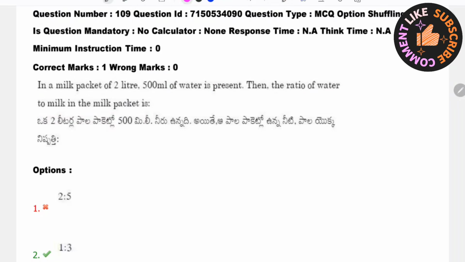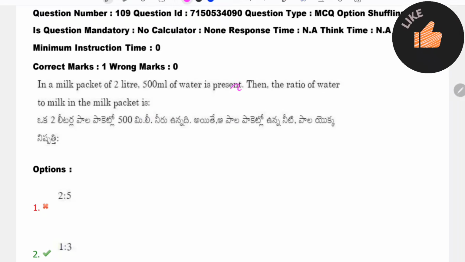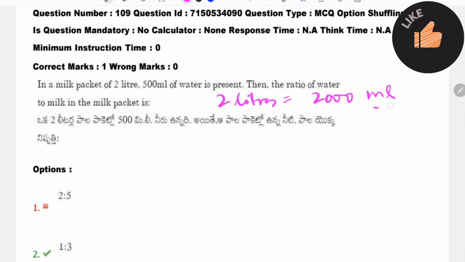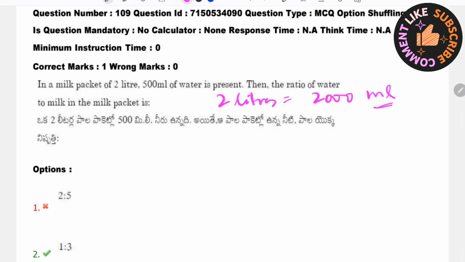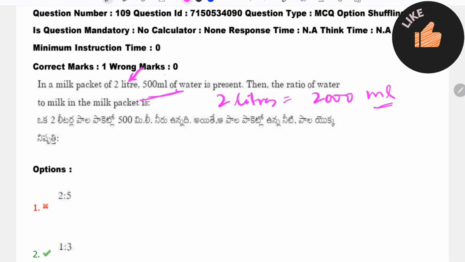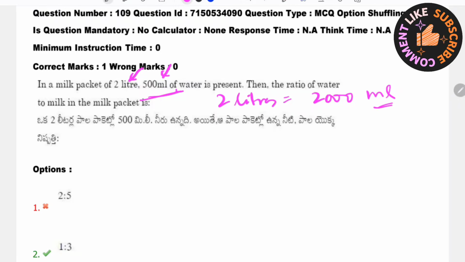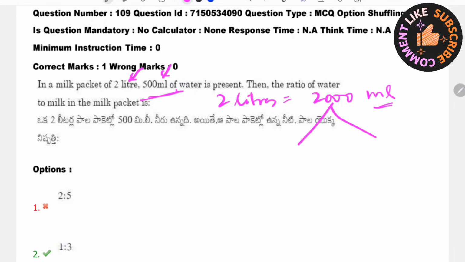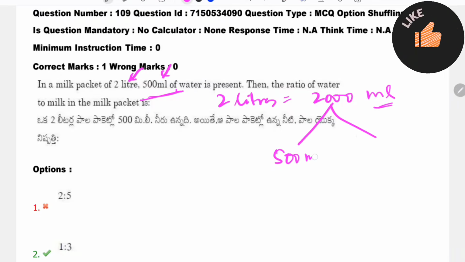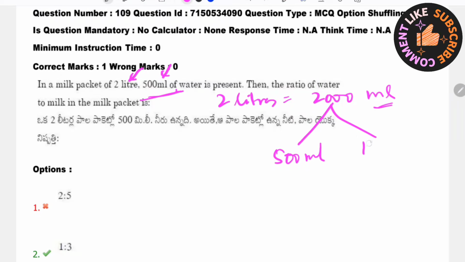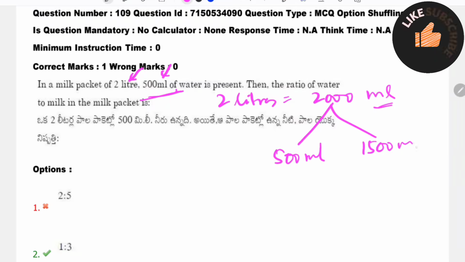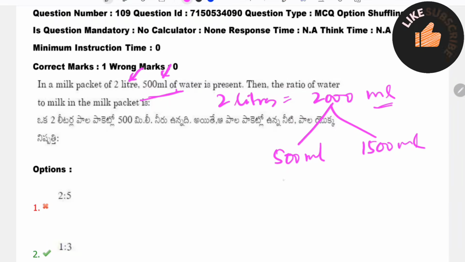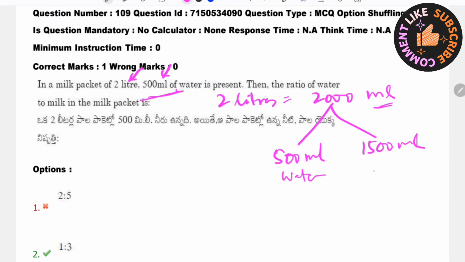So what do we have to do first? What is given to us? It is given to us that 2 liters. So 2 liters means how much? 2000 ml, right or not? 1 liter means 1000 ml. So 2 liters means 2000 ml, because the water is given in ml. You cannot mix one in liters and one in ml. Convert both to ml or convert both to liters. So out of this 2000, water is how much? 500. Milk how much? Not 2000. This is very important. Milk is 1500 only, right? Because 500 plus 1500 together becomes 2000. So this is our water and this is our milk.